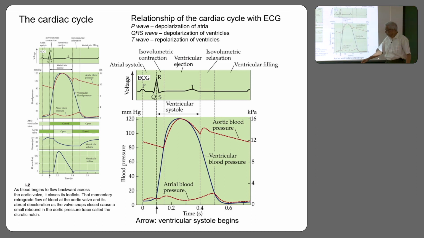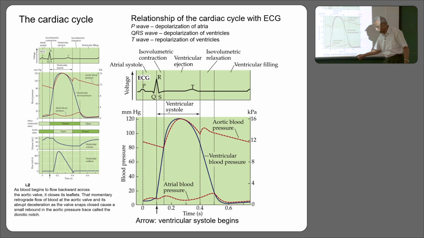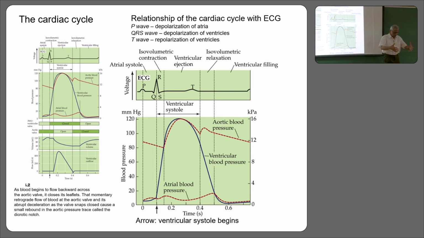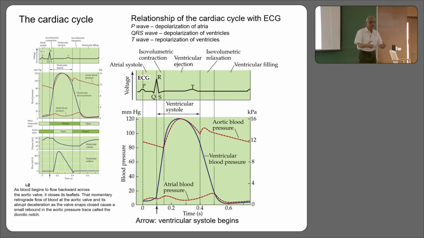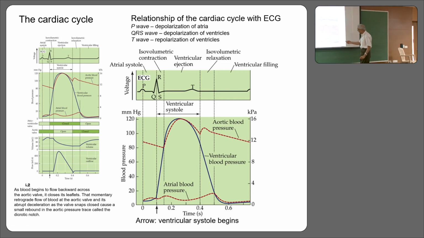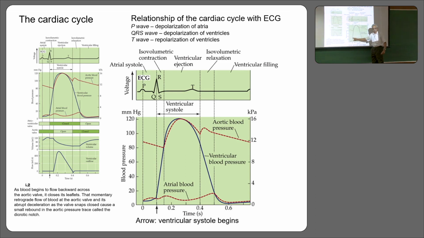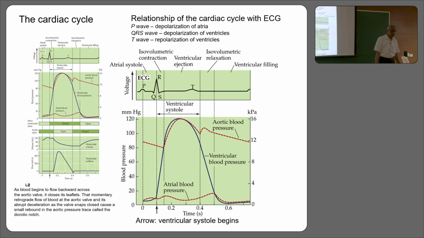Now, look at the first arrow. Ventricular systole begins. What does it say? Ventricular systole begins. Now, the ventricle has taken all the blood, pressure is very low, and now it is ready to contract, which means it is ready to go into systole. As it is ready to go into systole here, the blood pressure rises.